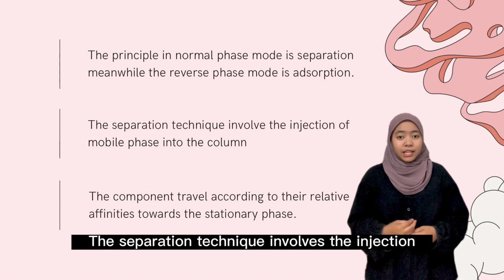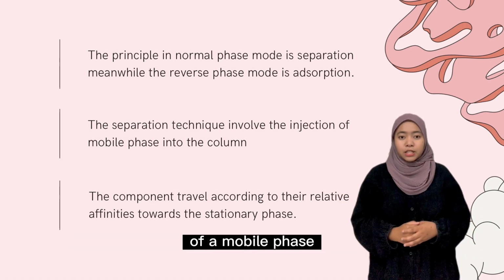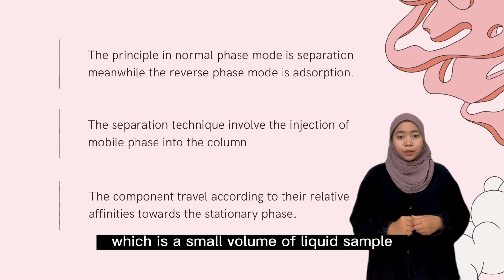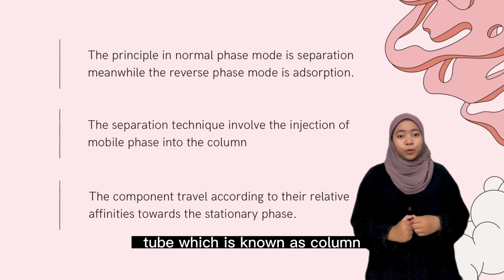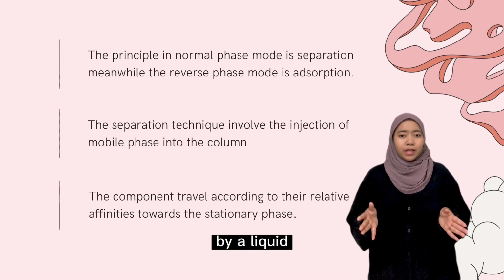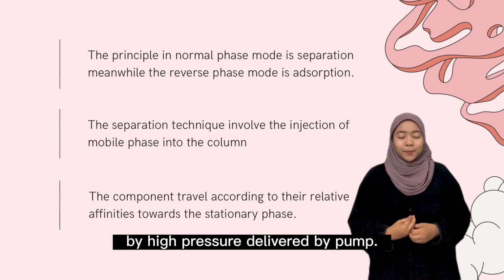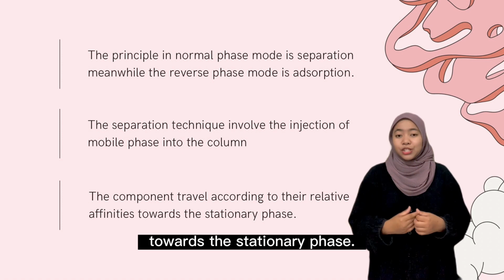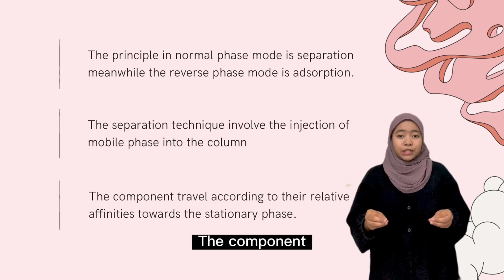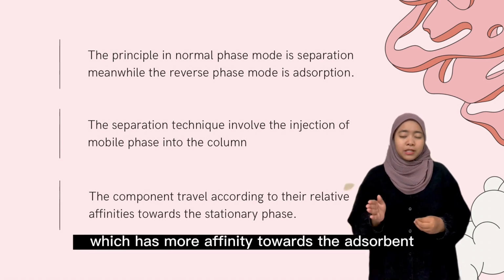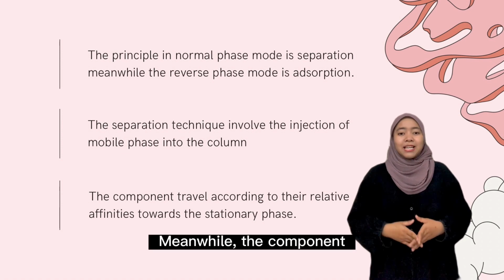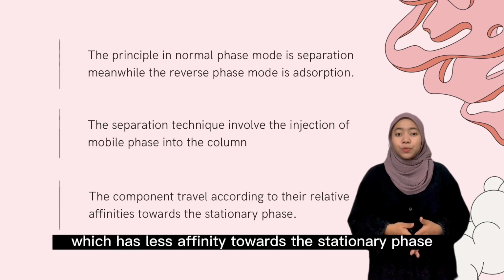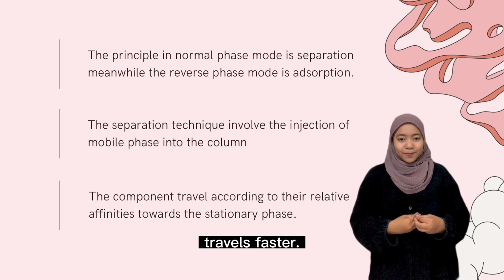The separation technique involves the injection of a small volume of liquid sample into the mobile phase, to be transported along the packed tube, which is known as the column, by a liquid at high pressure delivered by the pump. They then travel according to their relative affinity towards the stationary phase. The component which has more affinity towards the adsorbent travels slower. Meanwhile, the component which has less affinity towards the stationary phase travels faster.